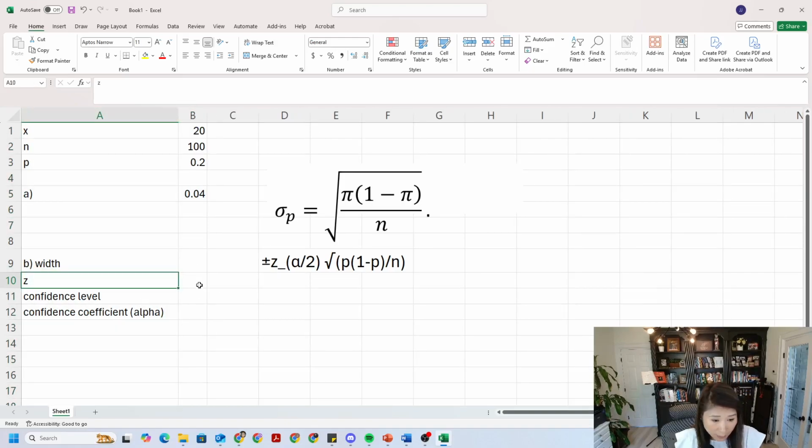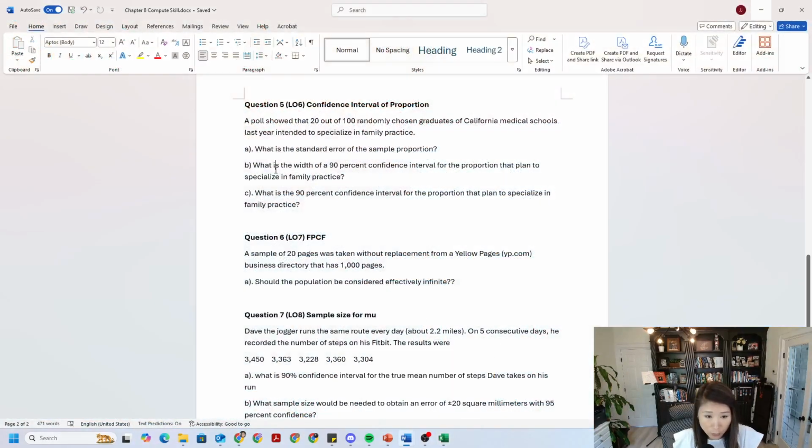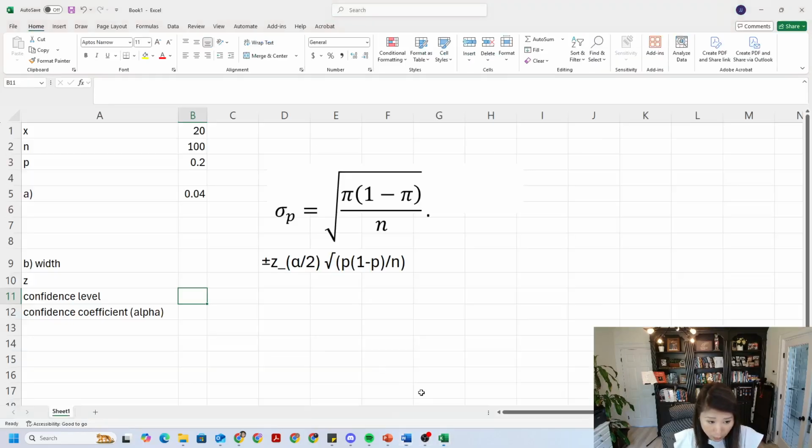First, for my confidence level, let me go back to the question one more time. The question asks, what is the width of the 90% confidence interval? So this 90% gives me the value for the confidence level. The confidence level is 0.9, and the coefficient is 1 minus my confidence level, which gives me 0.1. Now the probability we use in calculating the z statistic is equal to the confidence level plus alpha divided by 2.